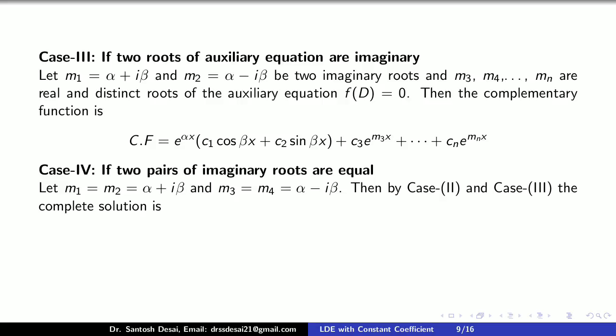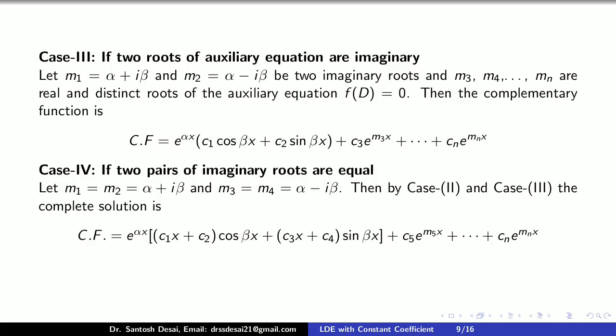So first we apply case 3. So CF is equal to, since the roots are imaginary, we write e raised to alpha x. Now in case 2, we have seen there is a term C1x plus C2 if the two roots are repeated. Now here the roots are repeated, therefore we take (C1x plus C2) into cos beta x plus (C3x plus C4) into sin beta x plus C5 e raised to m5x plus and so on Cn e raised to mnx.